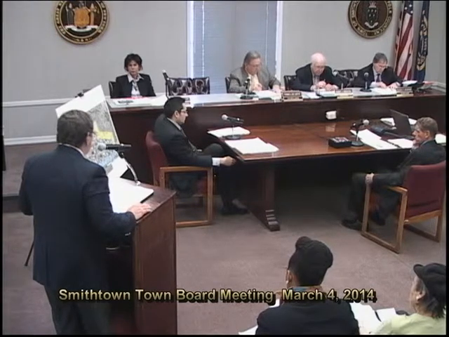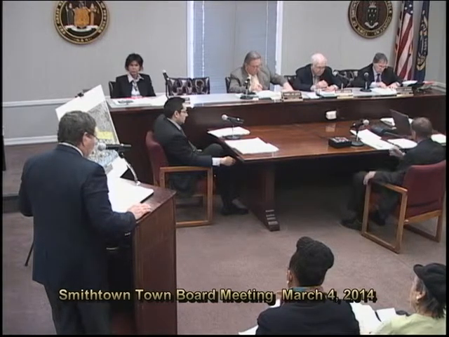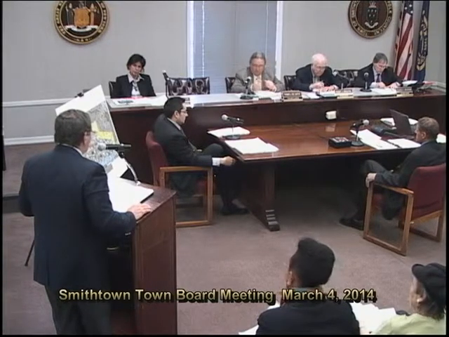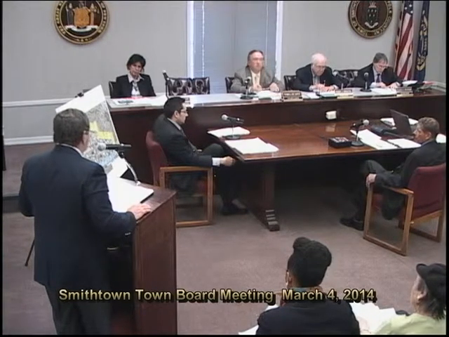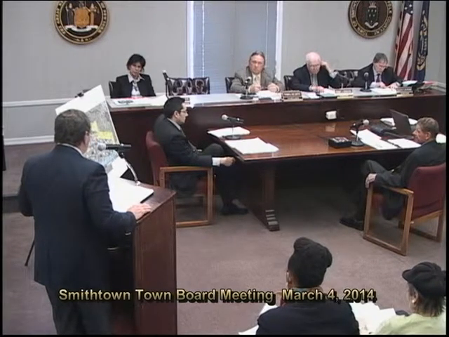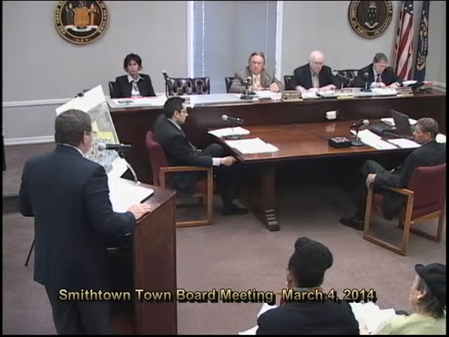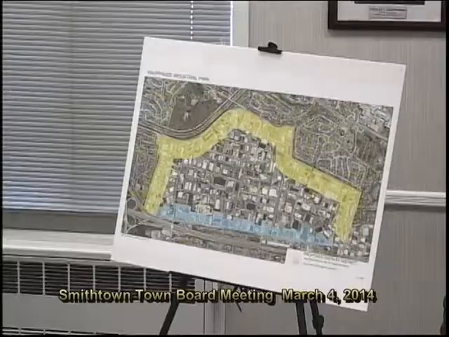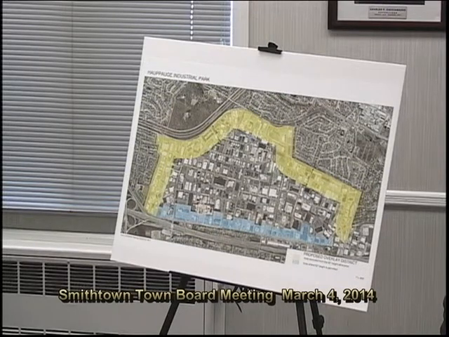The first area that we looked at in the comprehensive plan update is the Hauppauge Industrial Park. And the reason why we took a look at the park first is because of its sheer size. The Hauppauge Industrial Park, as you will see by the map that is presented to you, is a very large area. It's 1,200 acres in size. It has over 800 businesses. It employs in excess of 50,000 people.